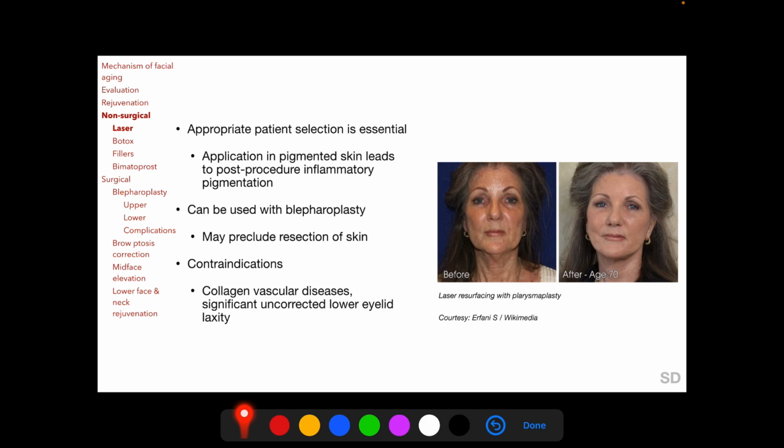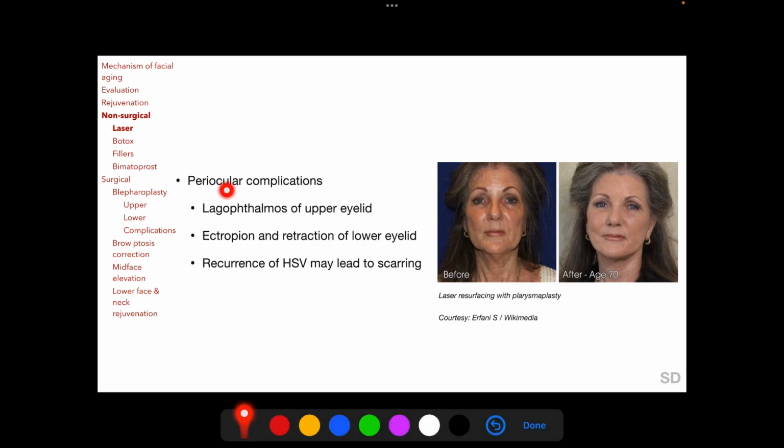Laser resurfacing can be used along with blepharoplasty to avoid resection of skin, and we will be talking about blepharoplasty in this session. Contraindications to laser resurfacing include collagen vascular diseases and significant uncorrected lower eyelid laxity. Periocular complications of laser resurfacing include lagophthalmos of the upper eyelid and ectropion and retraction of the lower eyelid from excessive contraction of the skin. Laser resurfacing can also lead to recurrence of previous HSV infection, which may lead to skin scarring.